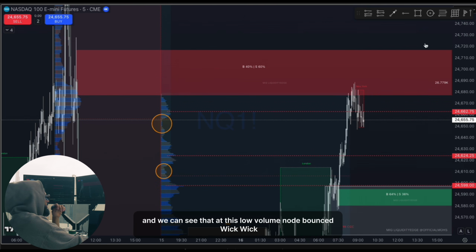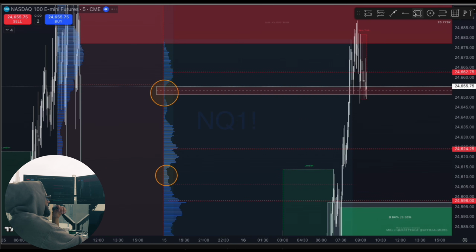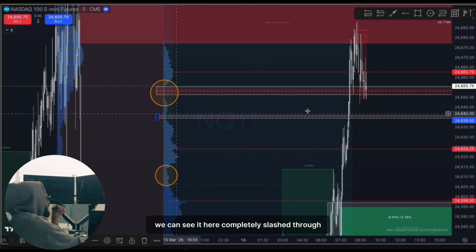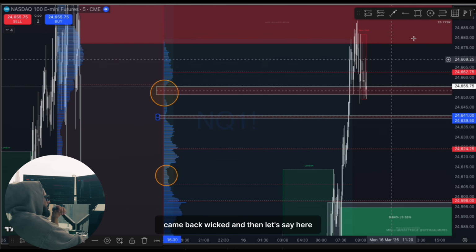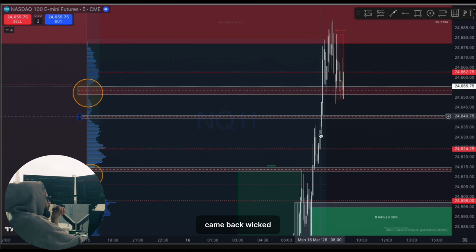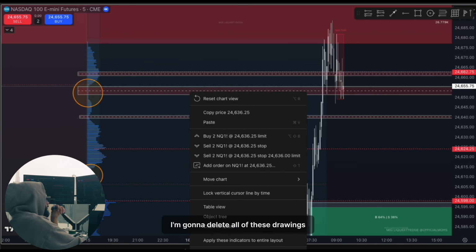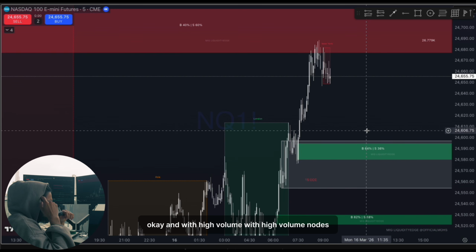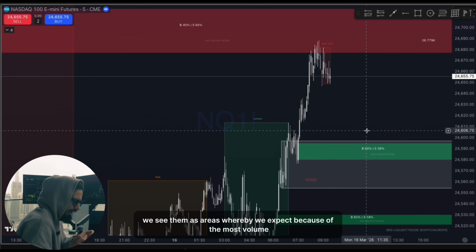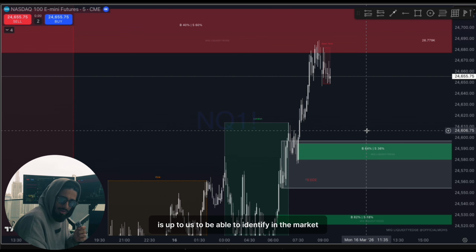Okay, and we can see that at this low volume node, bounced, wick. We can see here completely slashed through, came back, wicked. And then let's say here, came back, wicked. Prior to that, completely pumped all the way through. I'm going to delete all of these drawings. Okay, and with high volume nodes, we see them as areas whereby we expect, because they're the most volume, the most amount of consolidation, the most amount of ranges being made. Now, whether or not it bounces into that and creates that range, or bounces over that and creates that range, is up to us to be able to identify in the market.